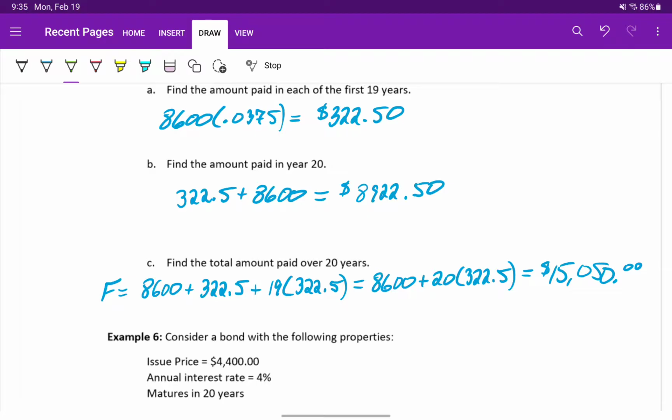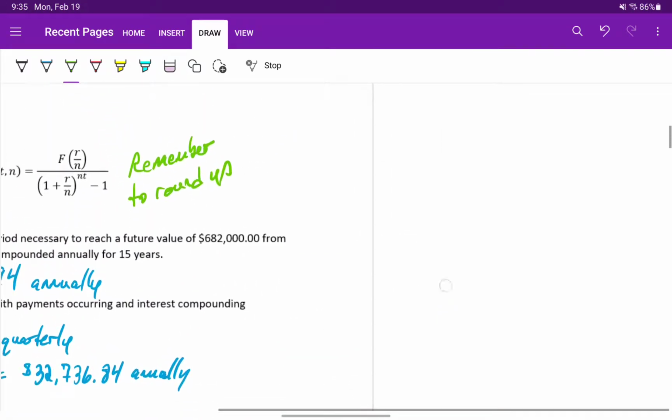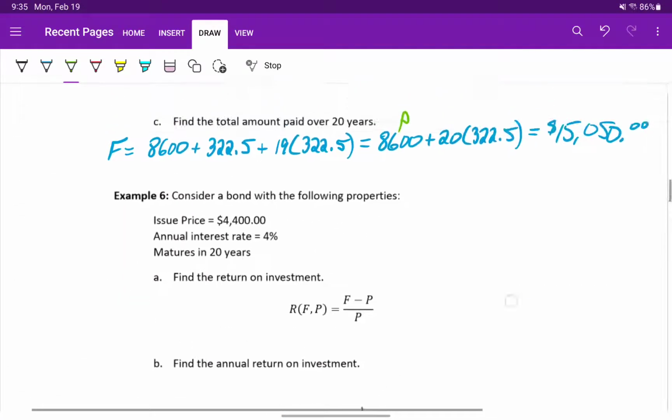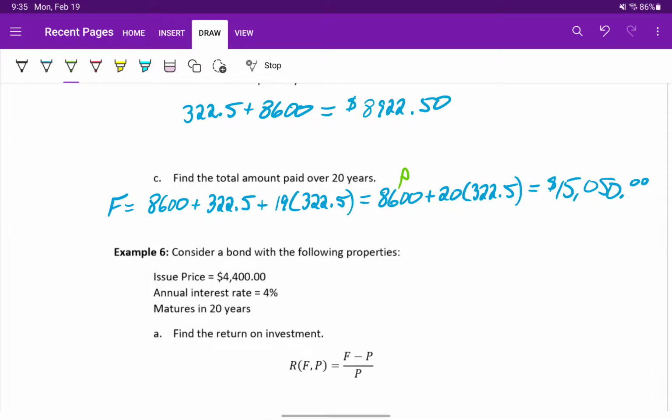So we can calculate the total earned over that period by taking, sorry about that, our principal P, what we paid in, plus a time of T years times the interest that was paid out each year.